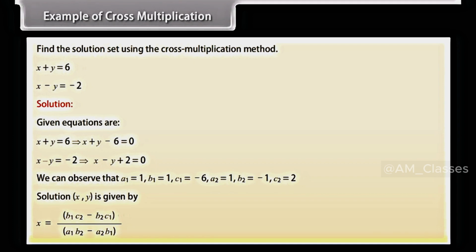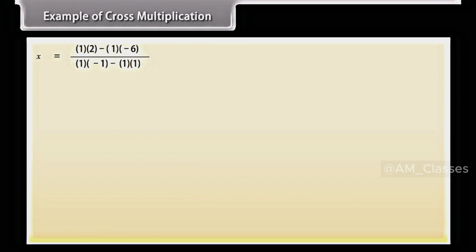Now by substituting the values, we get x is equal to 1 into 2 minus 1 into minus 6 upon 1 into minus 1 minus 1 into 1. By calculating, we get x is equal to 2.